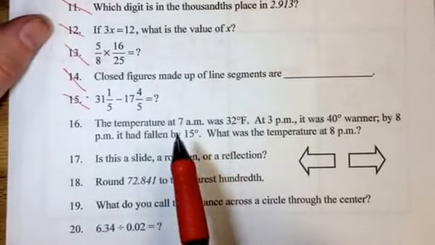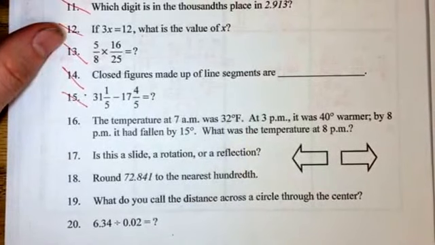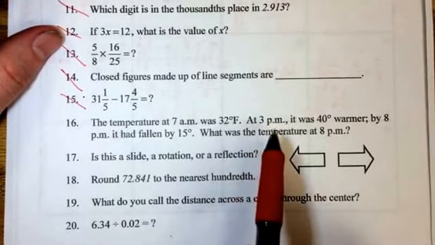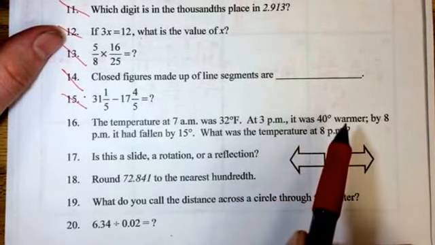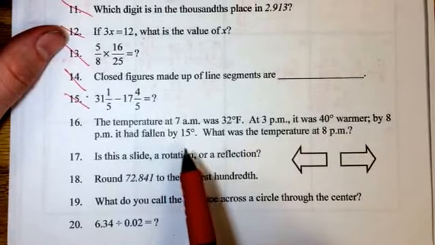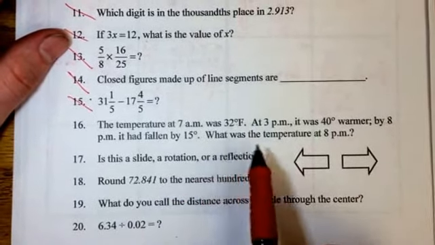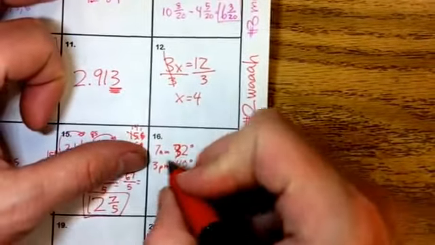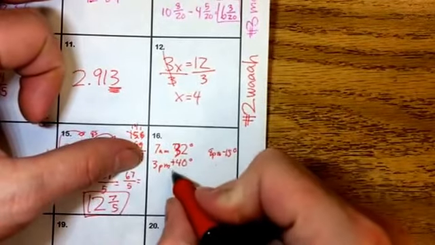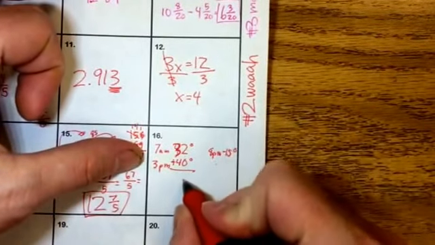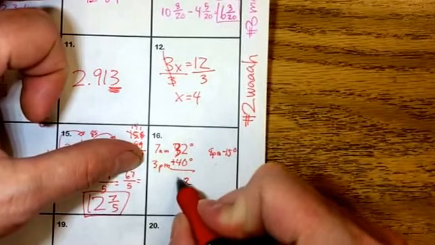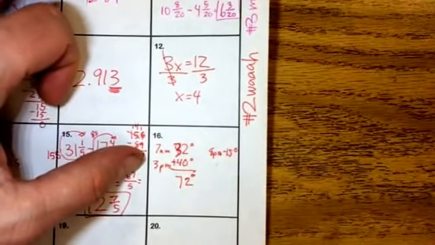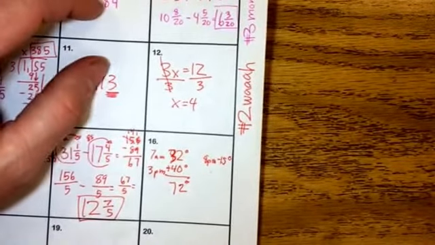It says the temperature at 7 a.m. was 32 degrees Fahrenheit. At 3 p.m. it was 40 degrees warmer. By 8 p.m. it had fallen by 15 degrees. What was the temperature at 8 p.m.? So we start off our day at 32 degrees. By 3 p.m. we add 40 degrees to that. So 2 plus 0 is going to give me 2. 3 plus 4 is going to give me 7. So it went up to 72 degrees by that point in time.